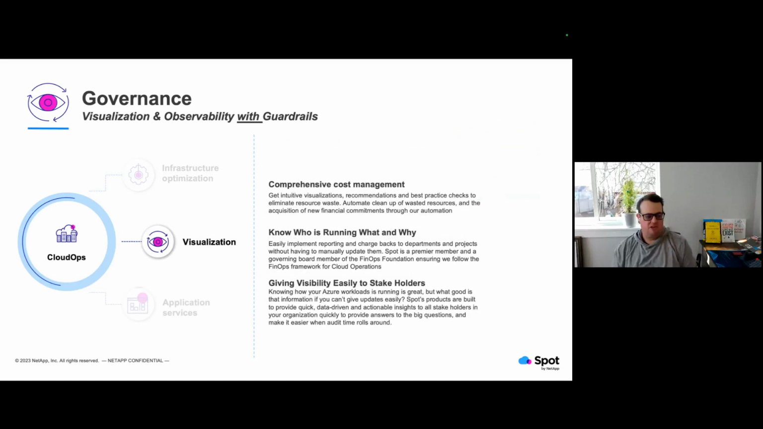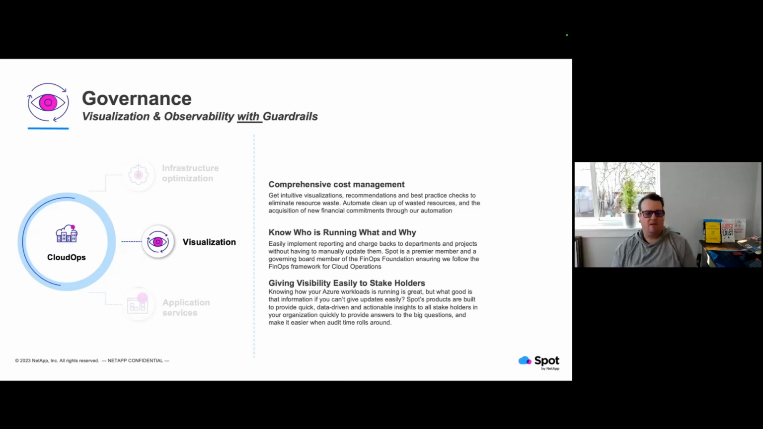Talking about visualization and governance, further comprehensive cost management. We provide intuitive visualizations, recommendations, and best practice checks that help eliminate resource waste and automate the cleanup of wasted resources and the acquisition of new financial commitments through our automation tools.